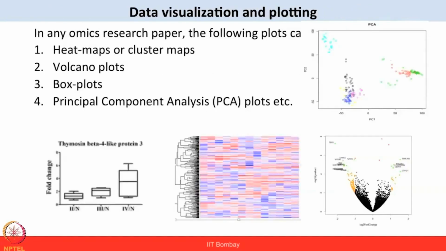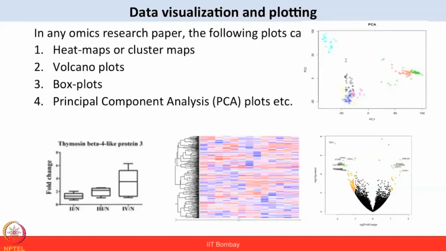Now, let us talk about data visualization and plotting techniques. If you look at any omics paper in proteomics or genomics, these kinds of plots are very common: heat maps, cluster maps, box plots, volcano plots, PCA plots, and so on. Let me take you through a glimpse of all these data visualization and plotting techniques. Let us talk first about heat maps or cluster maps.